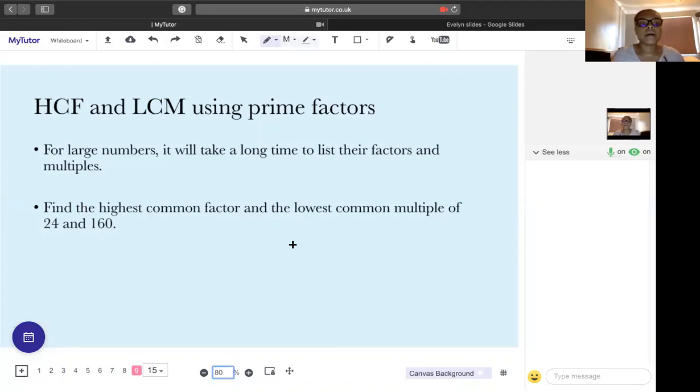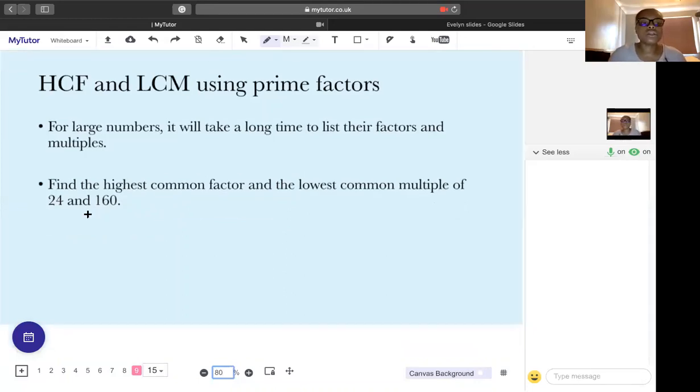So let's look at this question here. Find the highest common factor and the lowest common multiple of 24 and 160. We need to start by writing these numbers as products of their primes. So let's start with the number 24.